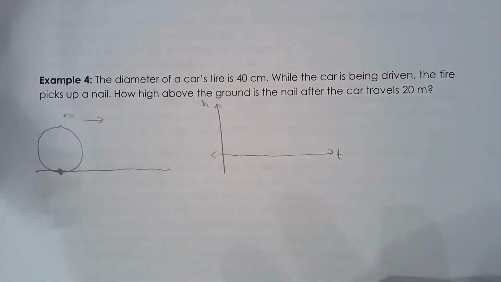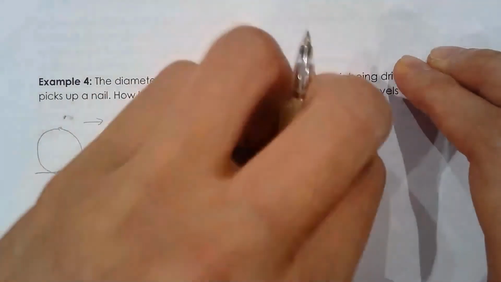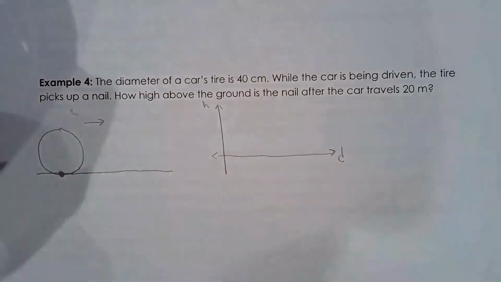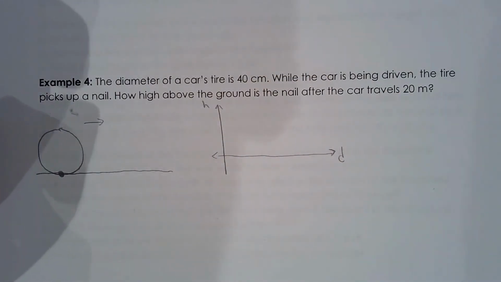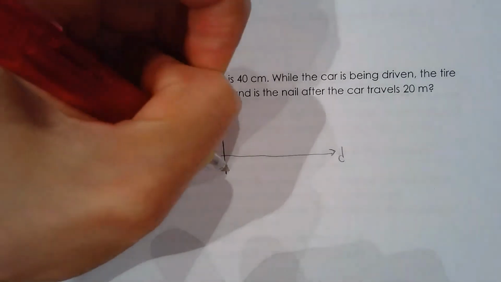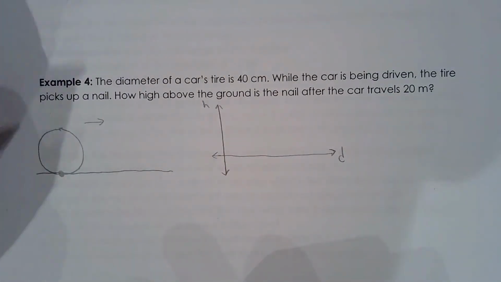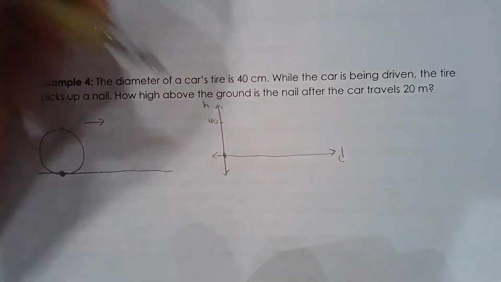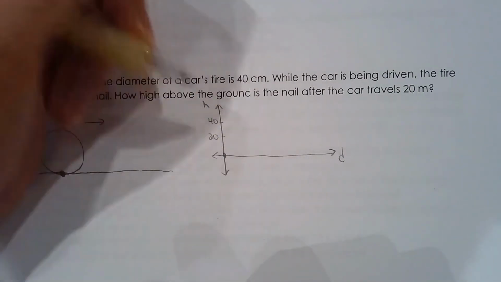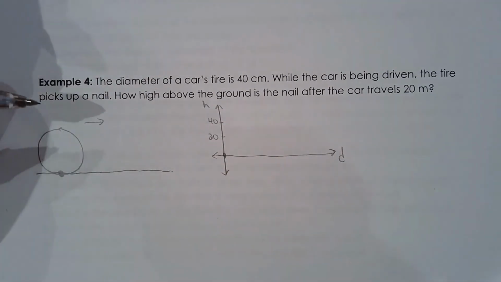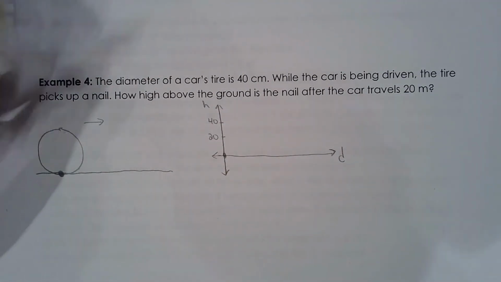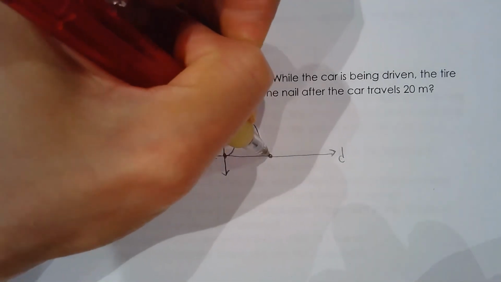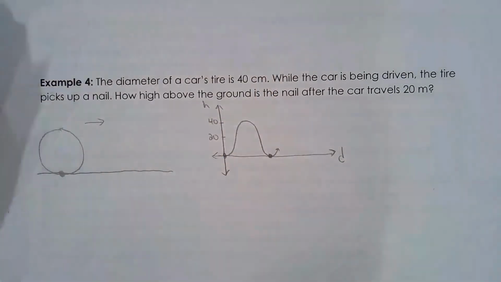Oops, I made a boo-boo. So t is not your independent variable. Your independent variable is the distance traveled by the tire. Okay? That will dictate the height of the nail. So the height begins at 0, and like we said earlier, it reaches a max height of 40, which means the C value is 20. But what we don't know about this situation right now is the period.